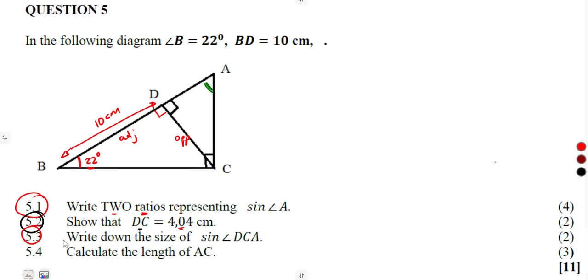All right. Write down the size of sine DCA. Guys, we do not have anything here except for this CD that we just found, which is 4,04. How can we determine the sine of this angle DCA, this one here? It is impossible without having any other side. We could have used opposite over hypotenuse, but we do not have opposite, we do not have hypotenuse. So what can we do? Can we determine the numerical value of this angle? Is it possible?